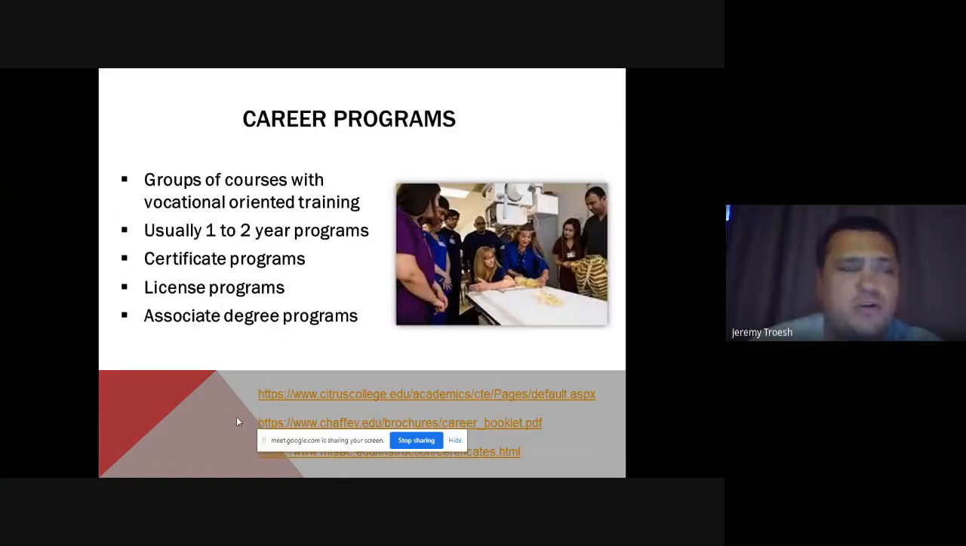So there's 2 major groups of community college goers. The first one's going to be the students who are looking for career programs, career and technical education. These are groups of courses oriented around vocational training. Usually it's 1 to 2 year programs, and you'll come out with 3 different possible results: a certificate, a license, or an associate's degree, and sometimes 2 or 3 of those in one program.